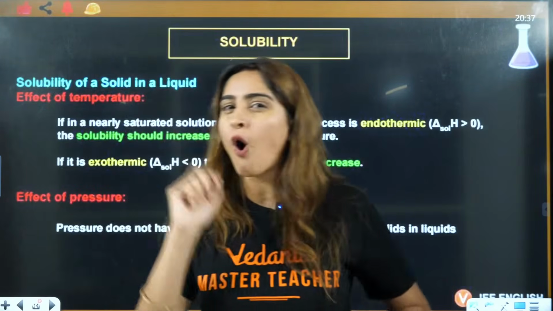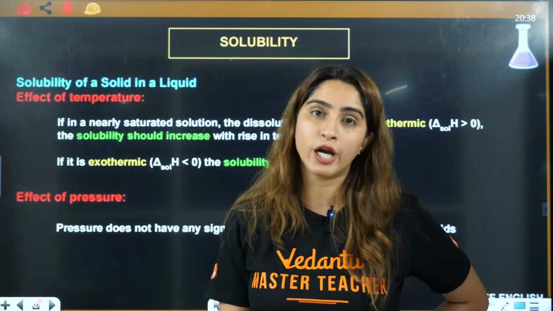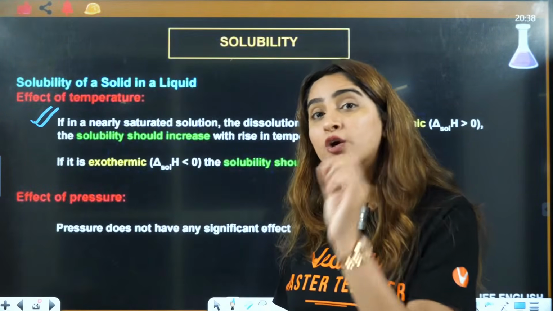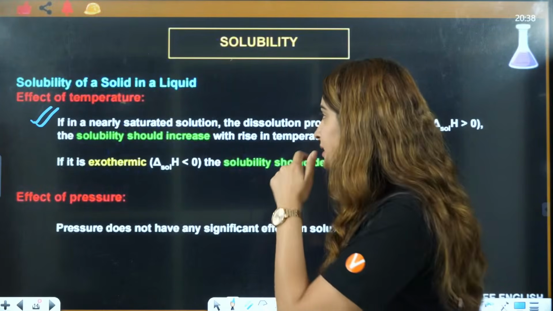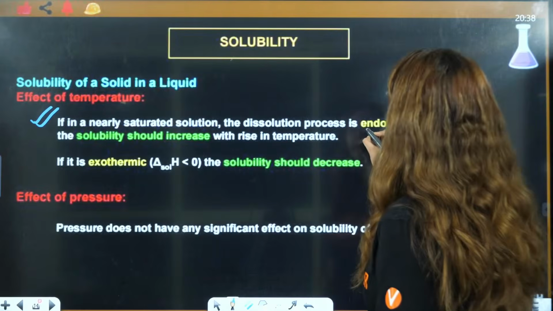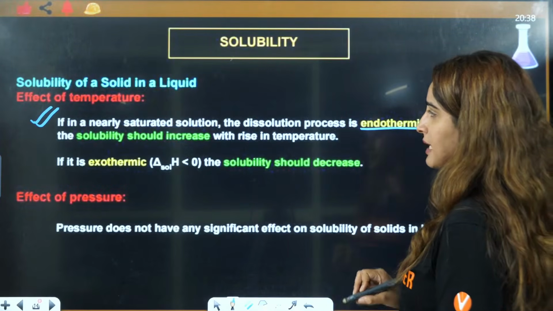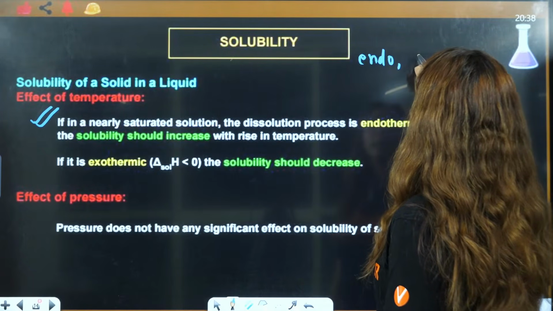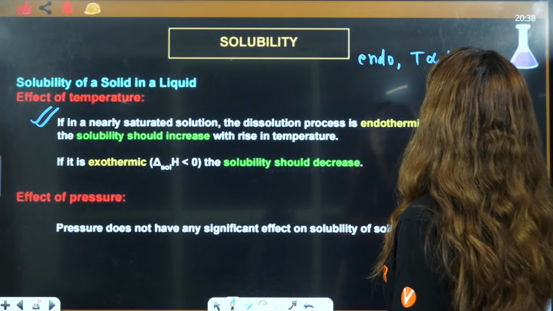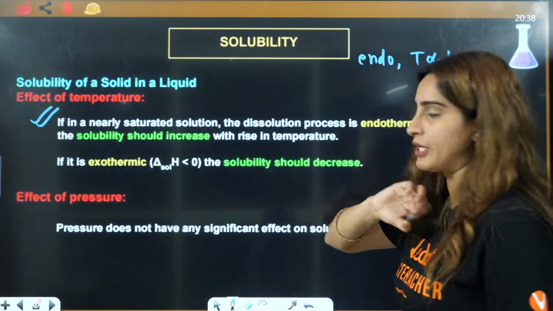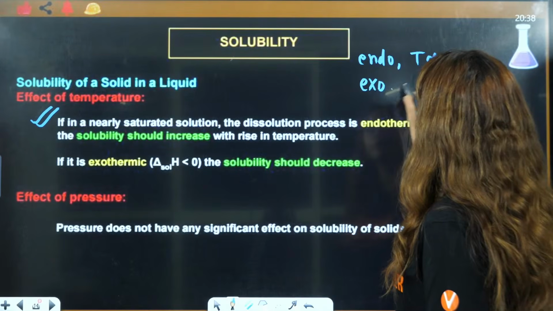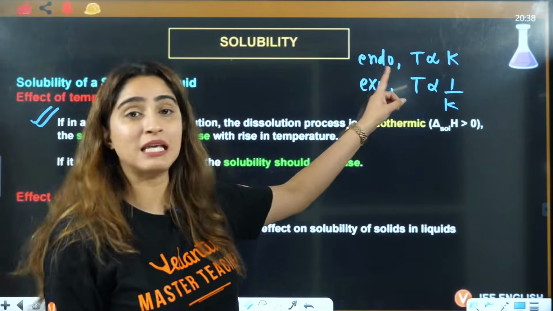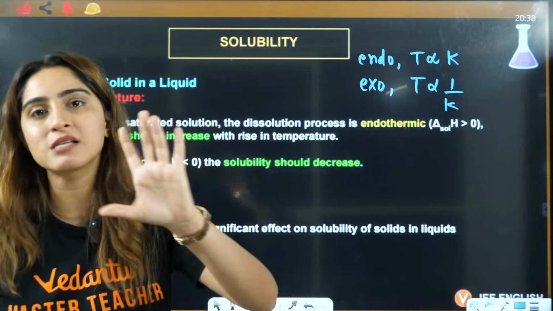But ma'am, is this in all the cases or not? That is very important to note down. And that's why this is a very, very important point from the equilibrium chapter, right? We have studied that when you talk about endothermic solution, I'll just write here, endothermic solution, temperature is directly proportional to the equilibrium constant. But in exothermic solution, temperature is inversely proportional to equilibrium constant. This we have seen in equilibrium chapter in your class 11th, right?